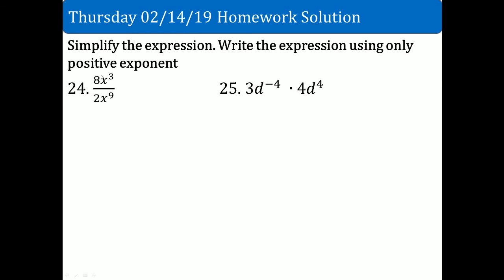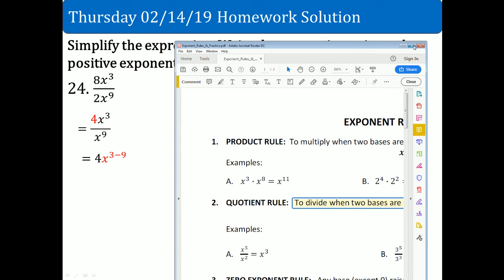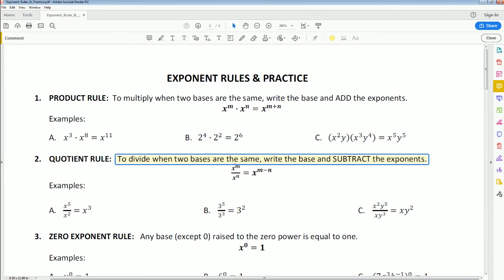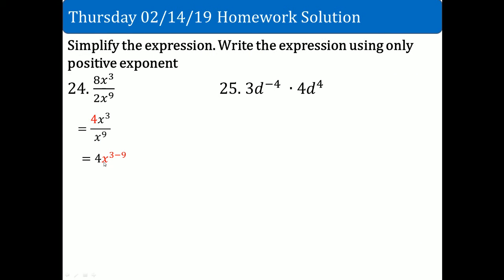24. 8x cubed divided by 2x to the 9th. You have the 8 and the 2, so that's how I got 4. 8 divided by 2 just gets you 4. Nothing happens to the x cubed divided by x to the 9th power. Now I apply the quotient rule: x to the power 3 subtract x to the 9, because you subtract the exponent when it's a quotient. So you get 4x to the negative 6.